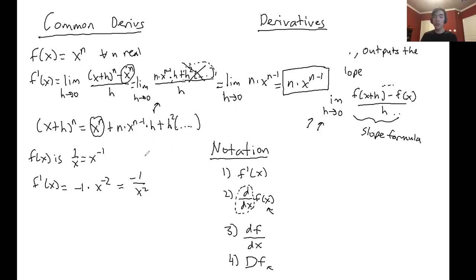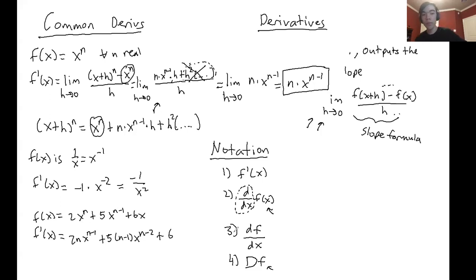So we can apply this to essentially every polynomial. If you want to apply this to polynomials with multiple terms, for example, maybe f of x is like 2x to the n plus 5x to the n minus 1 plus 6x or something like that, we just apply the derivative to each individual term. 2n x to the n minus 1 plus 5(n minus 1) x to the n minus 2 plus 6. It may not be clear why you can just do this, like why you can just add derivatives like this.